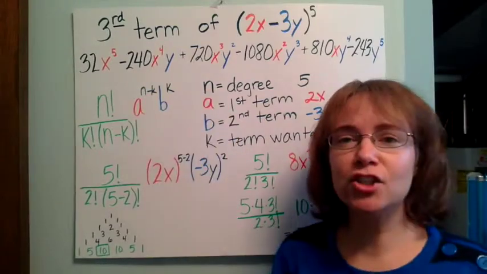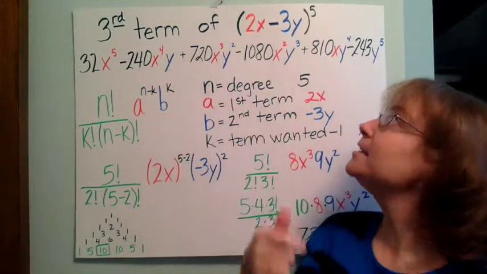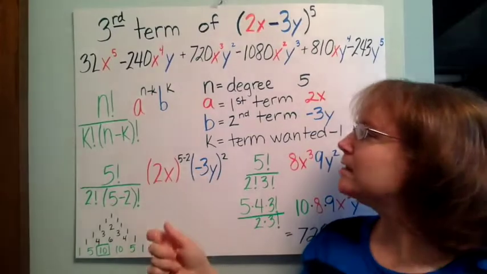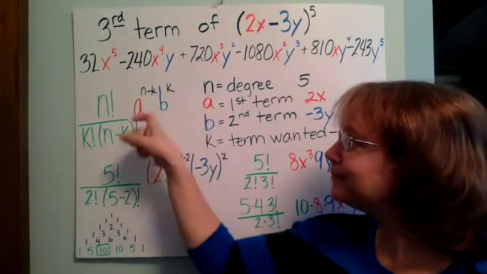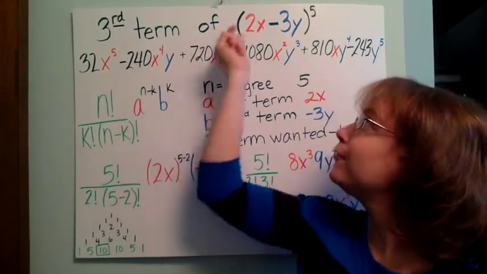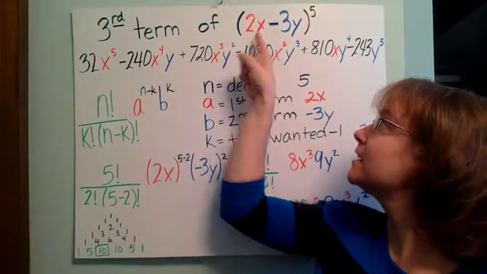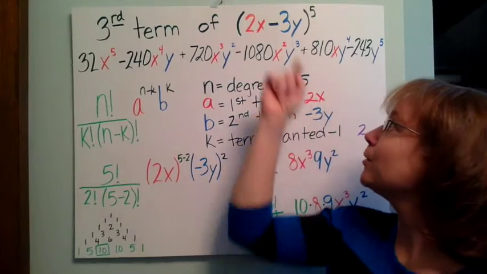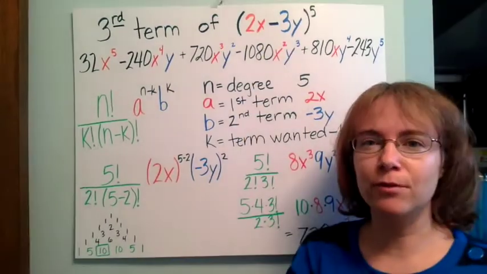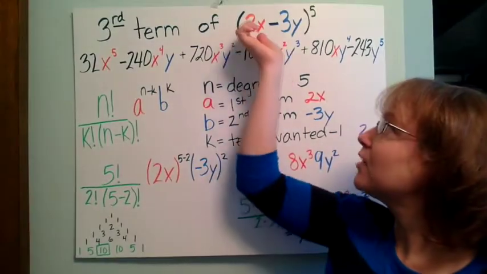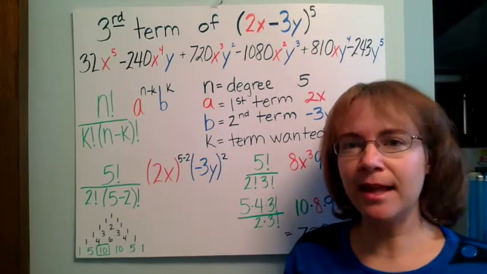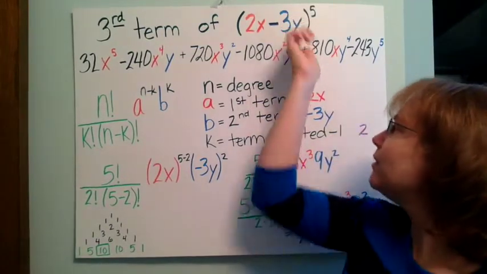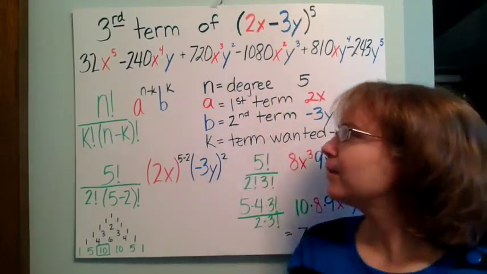So n is just the degree of my polynomial. In this case, my degree is 5, so n is going to be 5. A is going to be my first term of the binomial, so in this case it's going to be 2x. B is going to be my second term, which is negative 3y. The reason is because I could rewrite this as 2x plus negative 3y. So my b is going to be negative 3y.